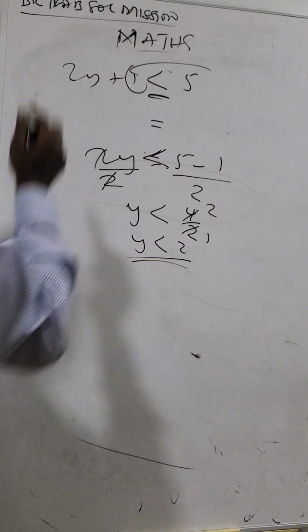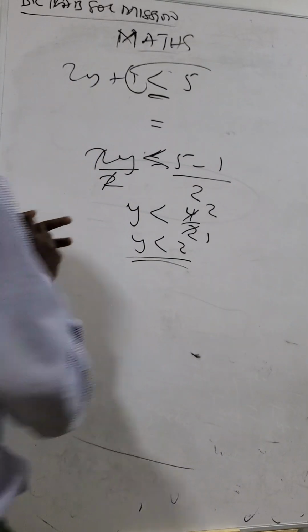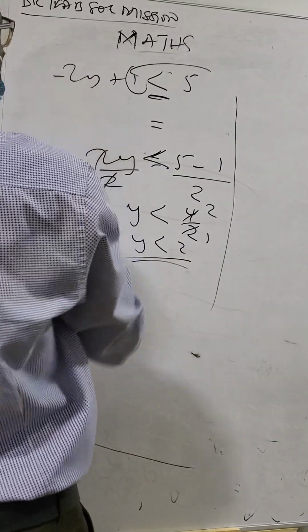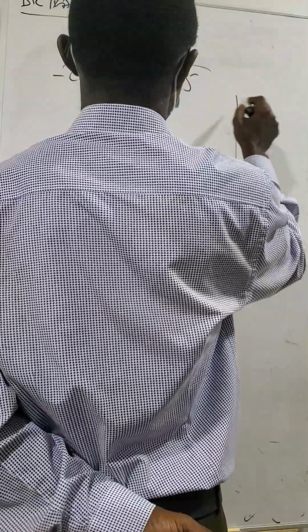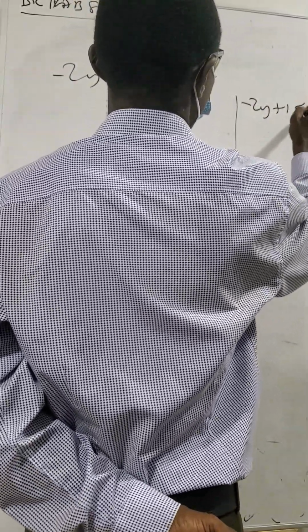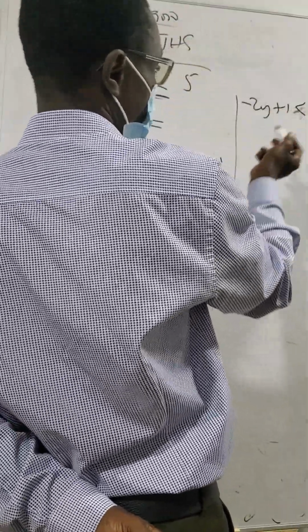Now, sometimes with the same equation, let's look at it this way, just so that we get the principle. Let's assume it is minus 2y. Then in that case we are going to have minus 2y plus 1 is less than 5. Sorry for the sign, we are used to the equal sign. So this is the next equation. Let's look at this one too.